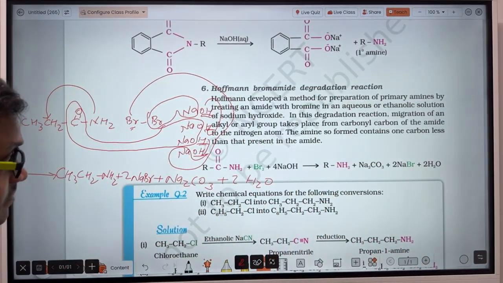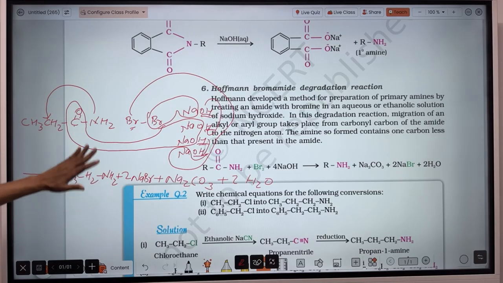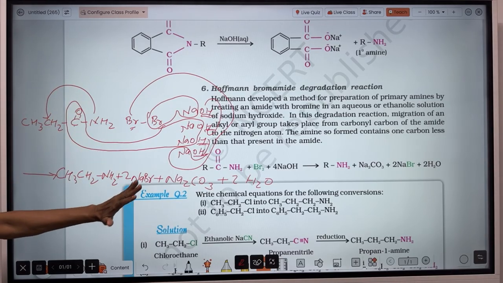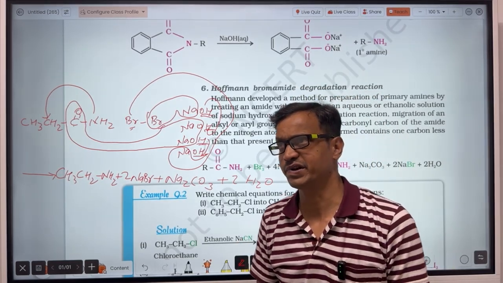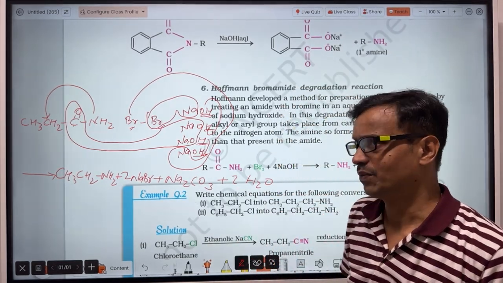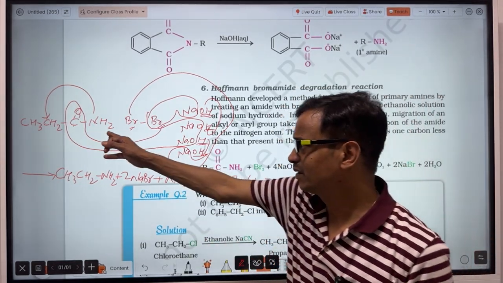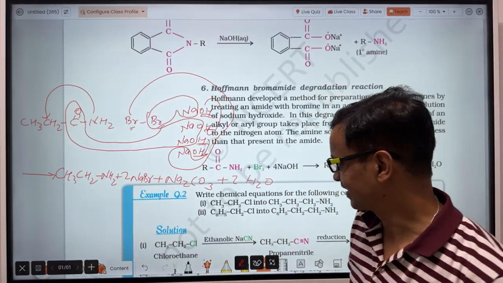Okay, so that is here. Clear? That's why it's called Hoffman bromide degradation reaction. Keep in mind why it is a degradation reaction: because in the product the number of carbon atom is 1 less than that of the reactant.